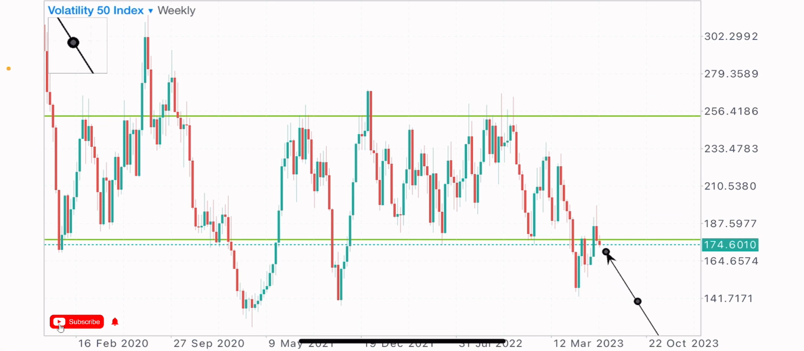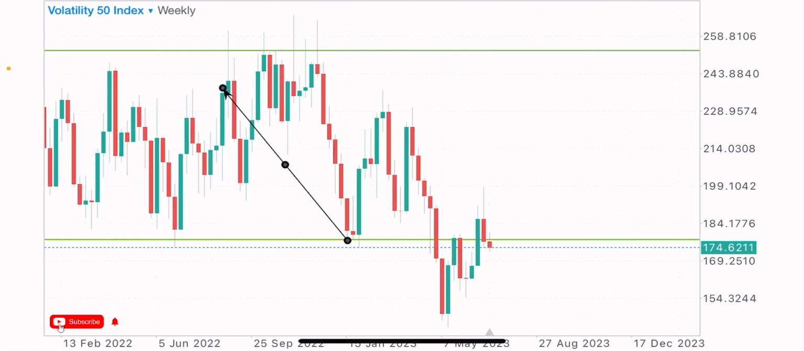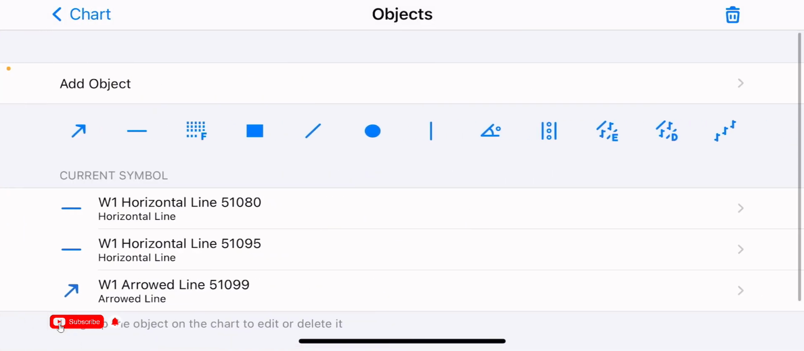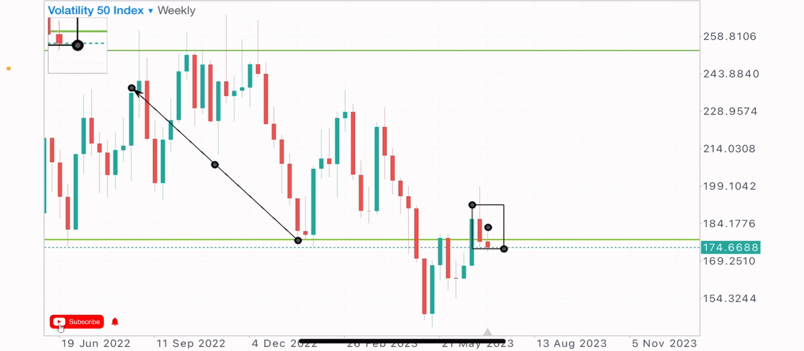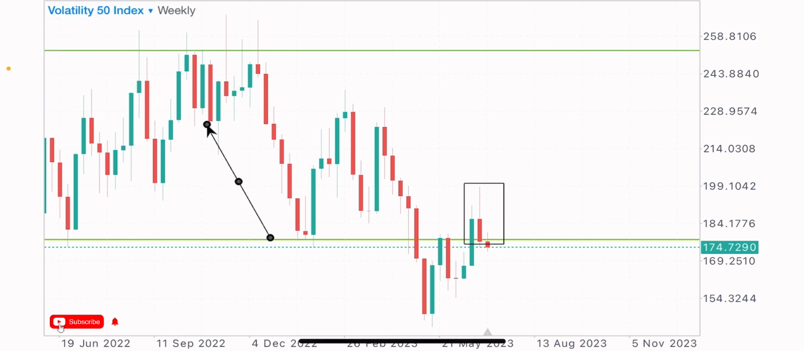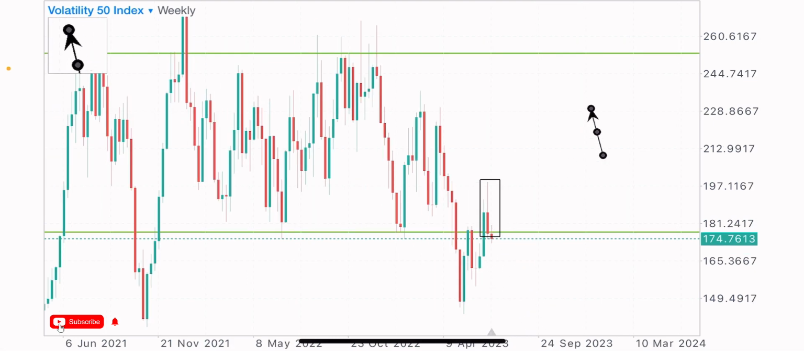And we are getting a rejection from this level on the weekly time frame. You can see how this weekly candle formed. This is a pin bar, a bearish candle. This is a bearish reversal candle that formed on the weekly time frame. This formation has already produced this little sell in the past few days of the weekly open. So what do we expect on the V50 index?